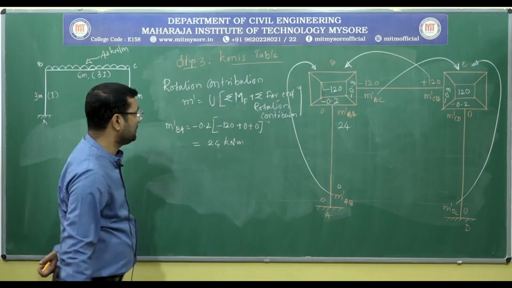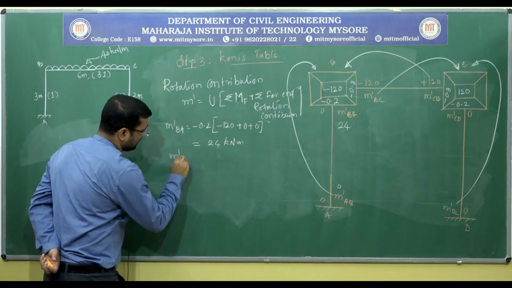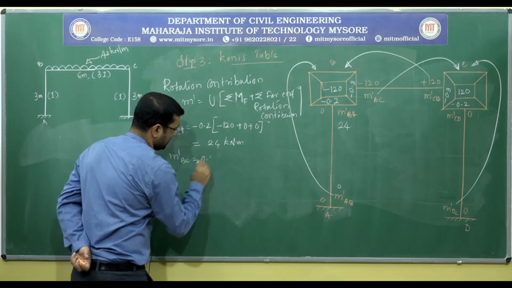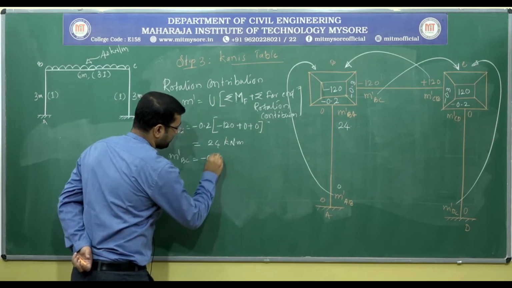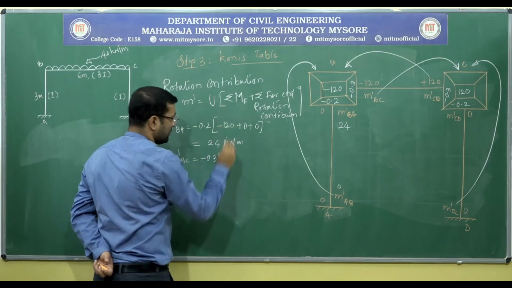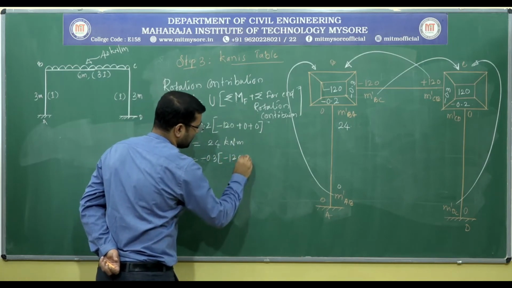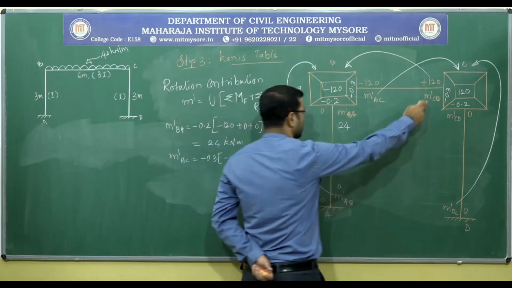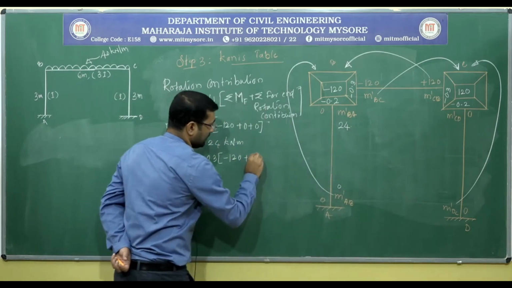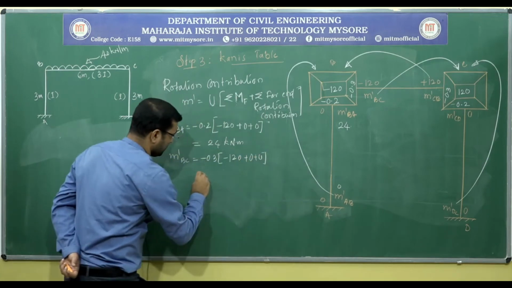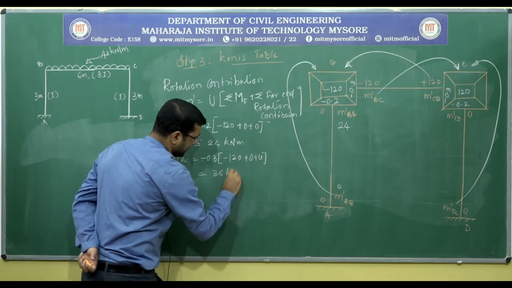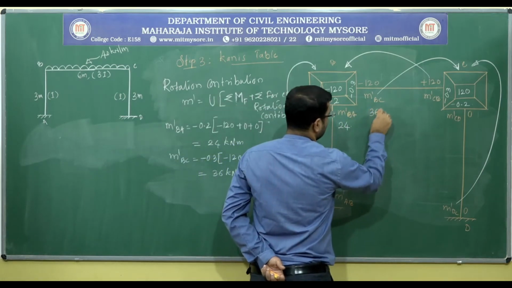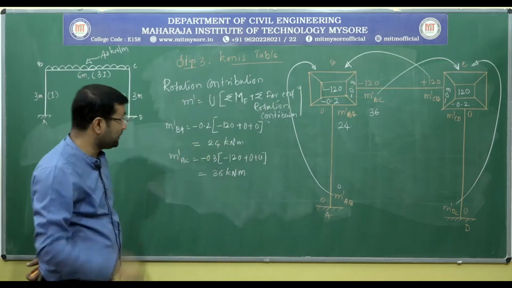Similarly, the next rotation contribution, m dash BC, is equal to the rotation factor, minus 0.3, into the algebraic sum of fixed end moments, minus 120, plus the far end rotation contributions 0 and 0. So this gives us a value of plus 36 kilonewton meter, which I am going to represent here, 36, right?